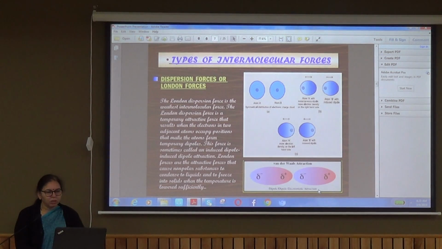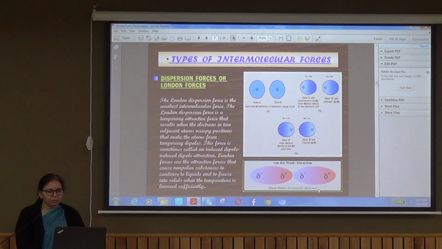Types of intermolecular forces. First, dispersion force or London force. London forces are known as the dispersion forces, and they take place between the non-polar molecules. These are temporary forces, and these are the weakest intermolecular forces of attraction. This is created when, for a fraction of time, a non-polar molecule contains polarity, and it makes another adjacent atom become polar.